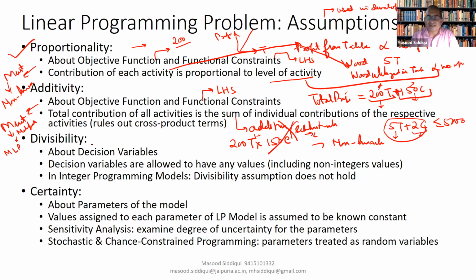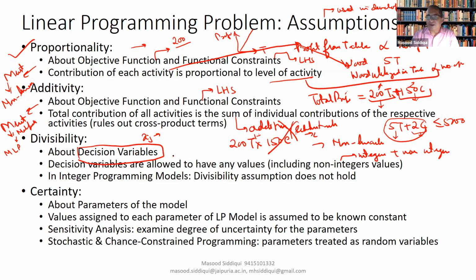The next assumption is related to divisibility. This is imposed on the decision variables. While we mention the decision variables, xj, we don't impose any condition, meaning xj can have any value. They can be integers and they can be non-integers also. They are divisible in nature. So this condition is imposed on the variables, and the variables are allowed to have any values, including non-integers.